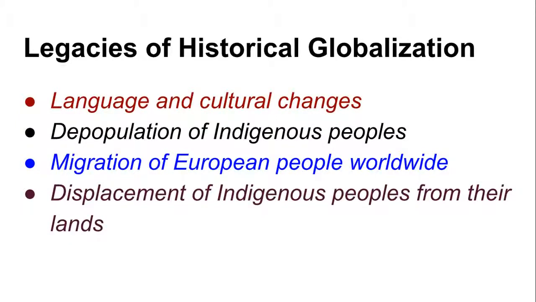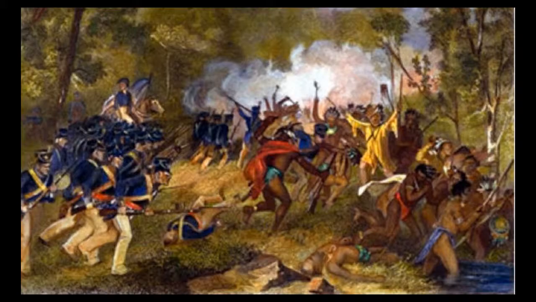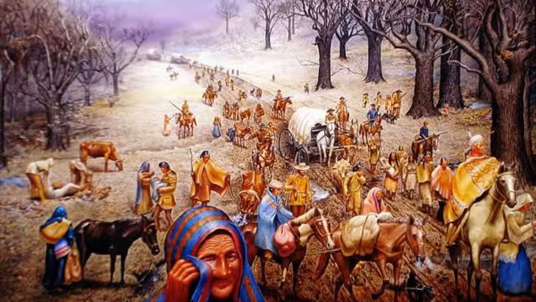Lastly, a fourth legacy is the displacement of indigenous people from their traditional lands. As European colonizers moved into the colonies, they forced millions of indigenous people from their lands in order to create plantations, railroads, mines, and settlements. European colonizers had little regard for traditional indigenous people's territories and communities, and indigenous people were forced from their lands, and often conflict would result between rival indigenous tribes, leading to wars and starvation.